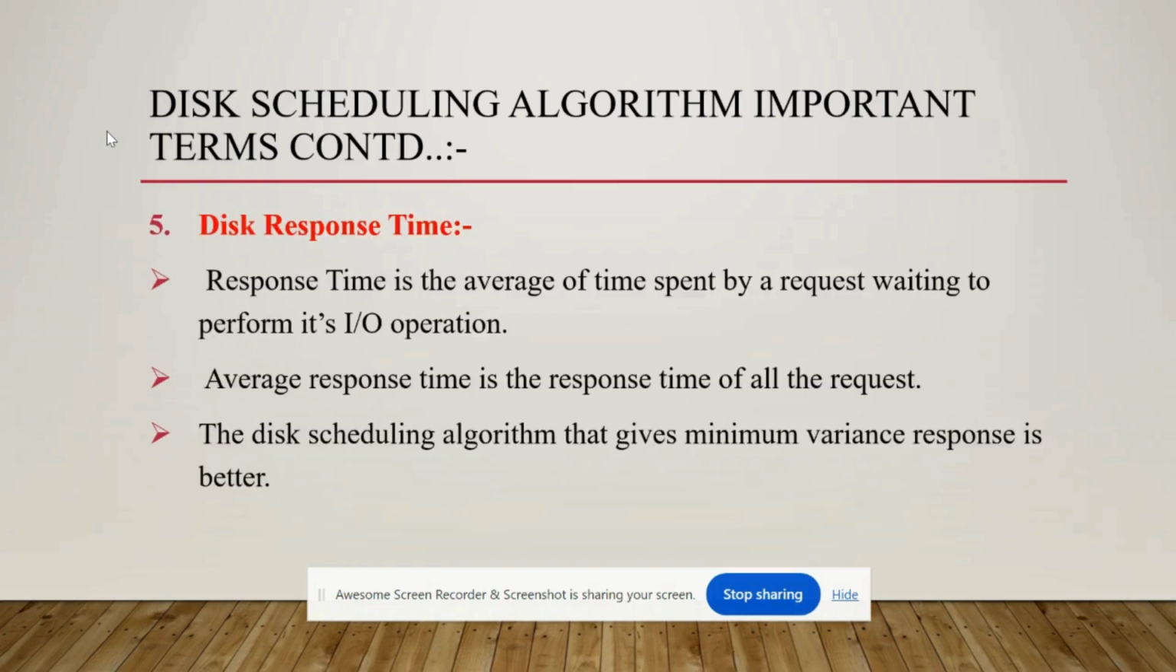Now coming to the last one, that is known as disk response time. Response time is the average of time spent by a request waiting to perform its input-output operation. Average response time is the response time of all the requests. The scheduling algorithm that gives minimum variance in response time is better.